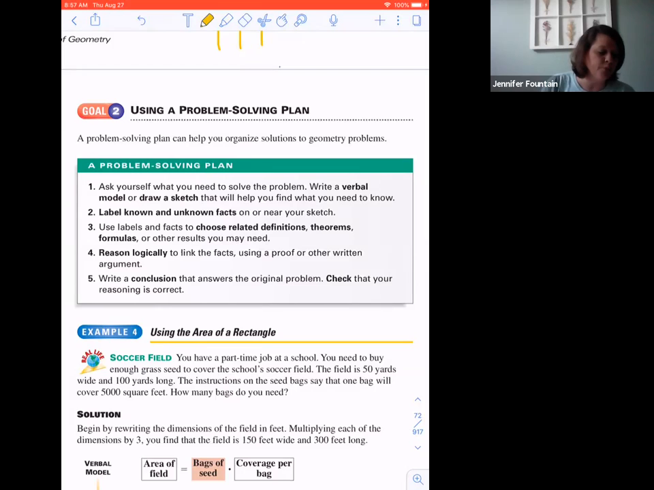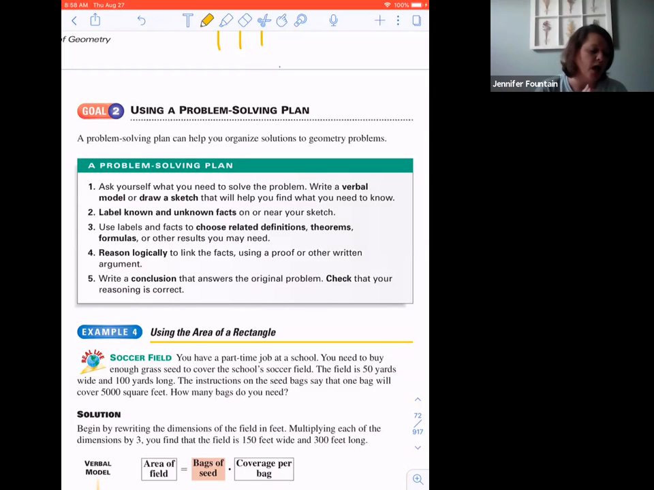Number 3 says use labels and facts to choose related definitions, theorems, formulas, or other results that you may need. So that's the kind of thing where you're thinking through the information that you know, being able to apply it all together to go, hey, this is what I know. This is what I need to know kind of stuff, okay? But this is where you're having to recall a lot of that information, just like, okay, straight line, 180. Y'all know I've gone through this a zillion times. As one idea pops in your head, start stringing it along with all the other things that you know about that, okay?